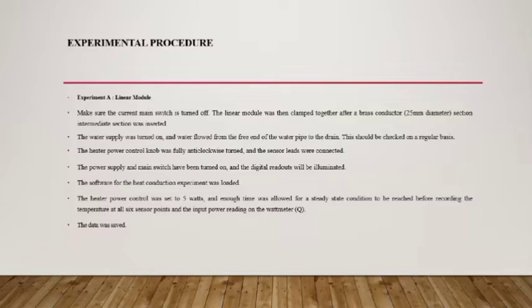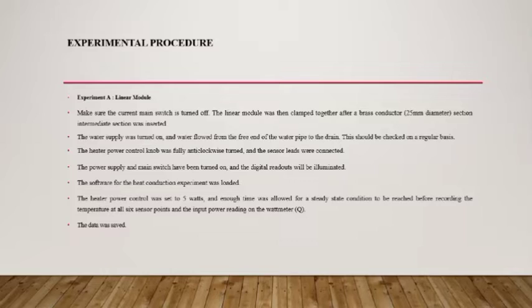Next, the heat conduction software was loaded. The heat power control was then set to 5 volts, and enough time was allowed for steady state conditions to be reached before recording the temperature at all 6 sensor points and the input power reading of the voltmeter.